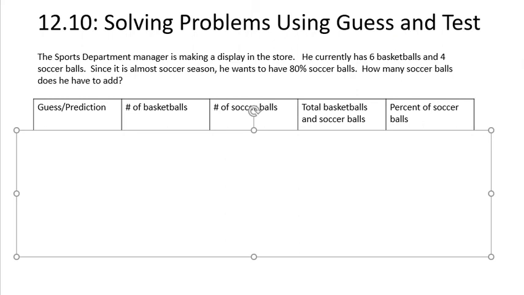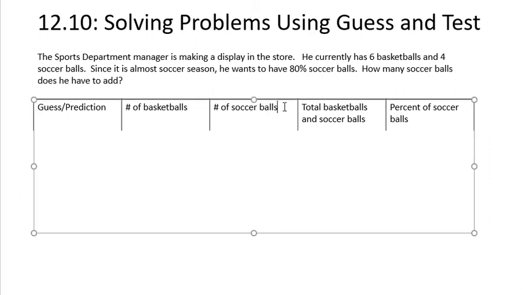The sports department manager is making a display in the store. He currently has 6 basketballs and 4 soccer balls. Since it's almost soccer season, he wants to have 80% soccer balls. How many soccer balls does he have to add? I made a nifty little chart here. The headings all come from my question. So I'm going to be guessing something or predicting something. I'm going to include one column with number of basketballs, one column with number of soccer balls, one column with total basketballs and soccer balls added together, and my final column will have my percent of soccer balls.